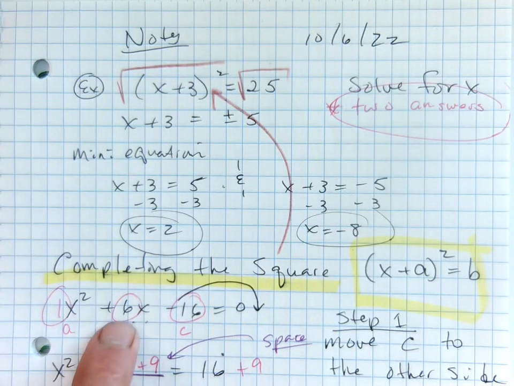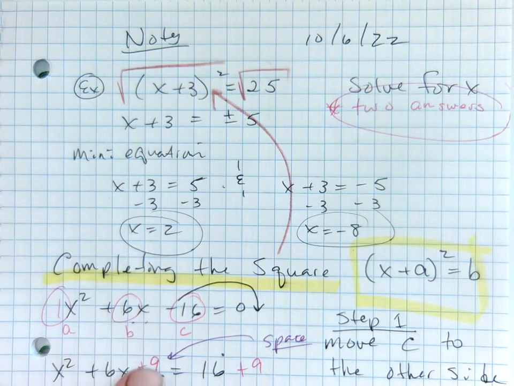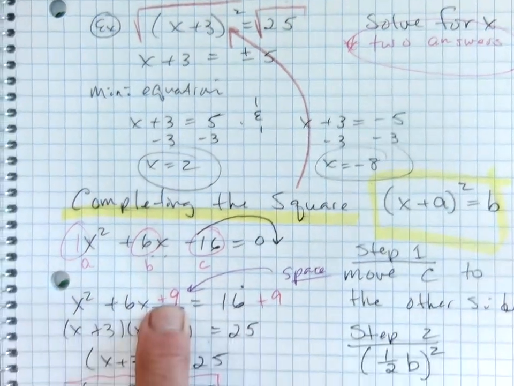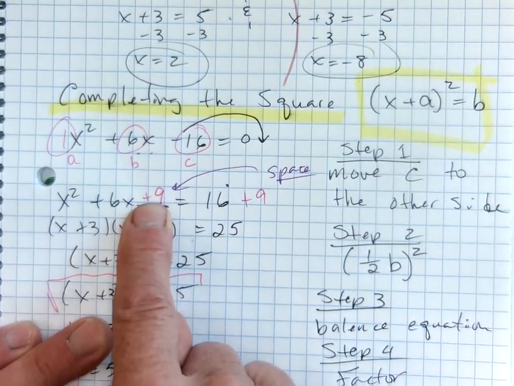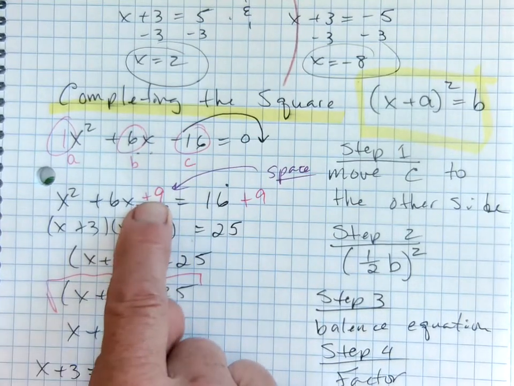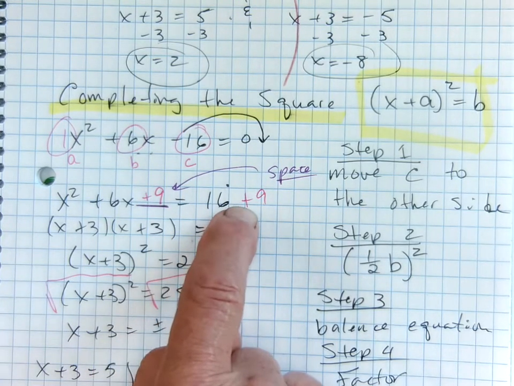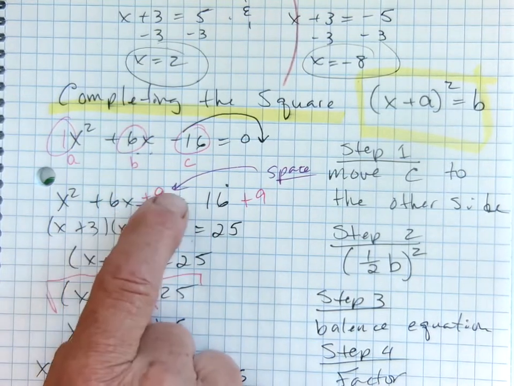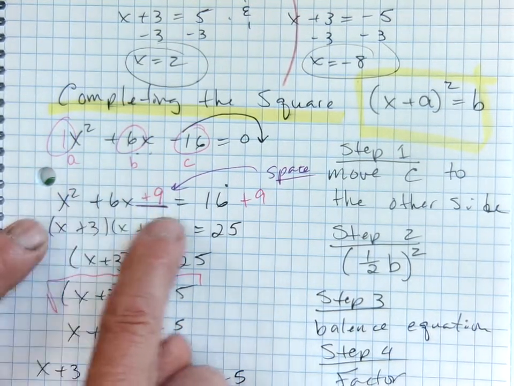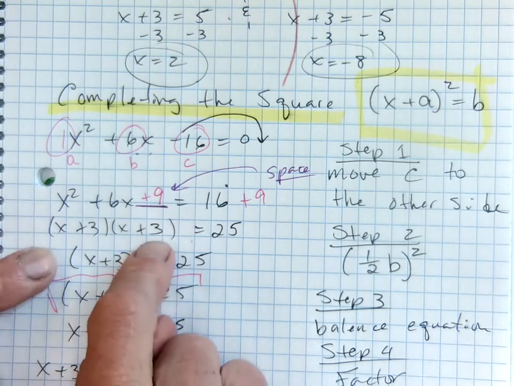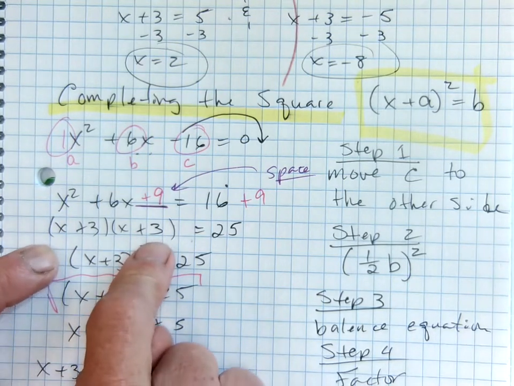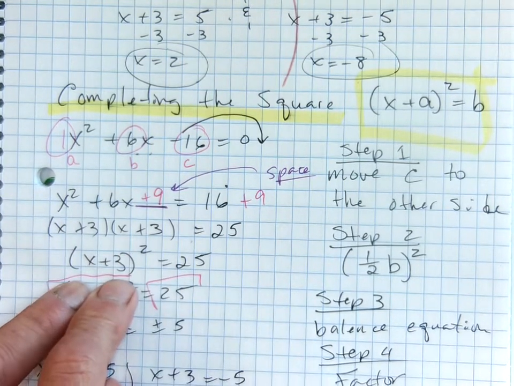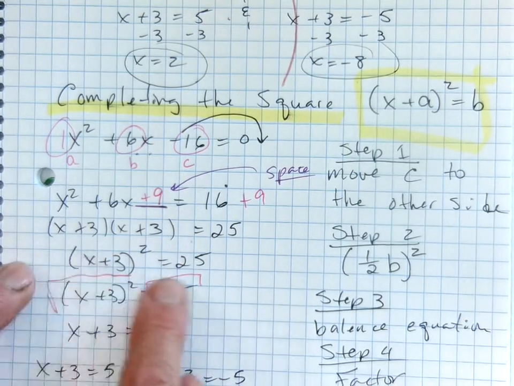So I took half of this number, 3. 3 squared is 9. So I added 9. But to keep the equation balanced, because that's step 3, if I add 9 here, I have to add 9 here. Okay. Now, this will factor. That's our whole goal. Our whole point is to get this trinomial so it will factor. And I know it's x plus 3 times x plus 3, which we can rewrite as x plus 3 quantity squared. Aha, that was the form we wanted.